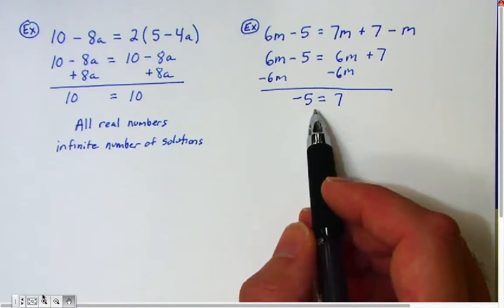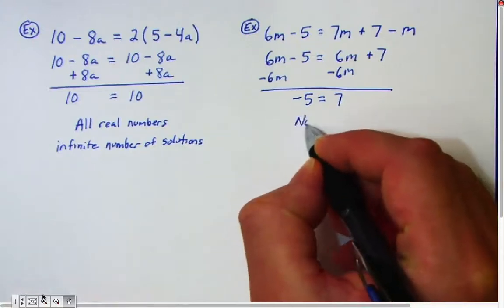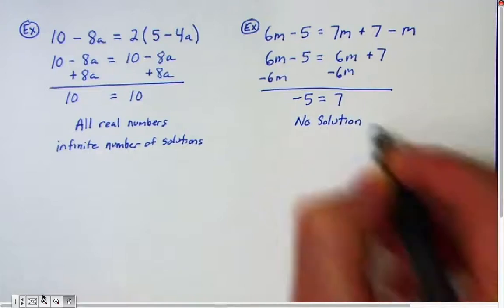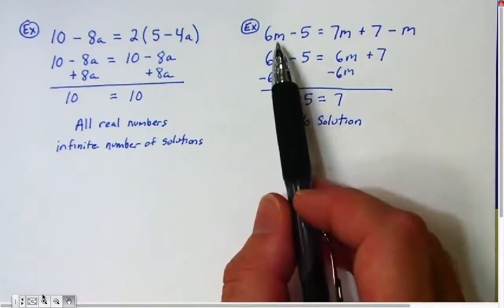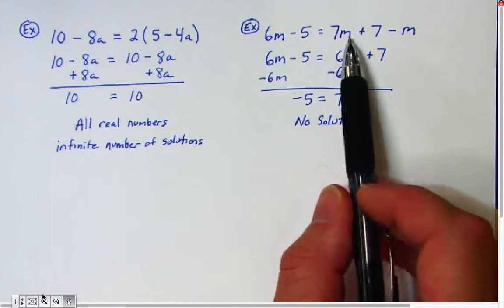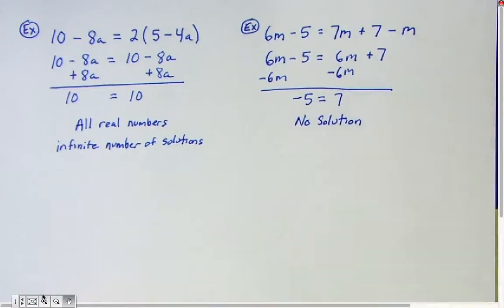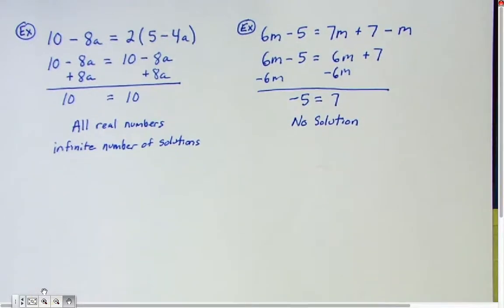You've tried to solve it, but it isn't actually solved because it's not possible. So you write no solution. What this means is it does not matter what number you put here and substitute in place of m, you will never be able to find a number to substitute in for m that will make this statement true. Therefore, you simply write there is no solution to this problem.